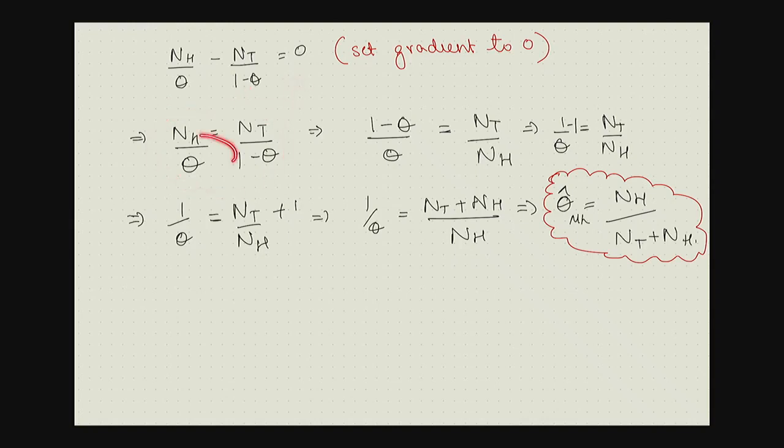Next, we're going to move this over to the right-hand side and move this over to the denominator to get this equation. Then we're going to simplify the left-hand side as 1 divided by theta minus 1. We're going to move this minus 1 to the right-hand side to get this equation. And then we're going to try to create a fraction on the right-hand side, which gives us nh over nt plus nh. And then we're going to reciprocate both sides to give us the answer that we got in the previous slide.